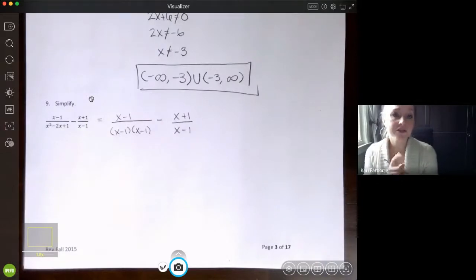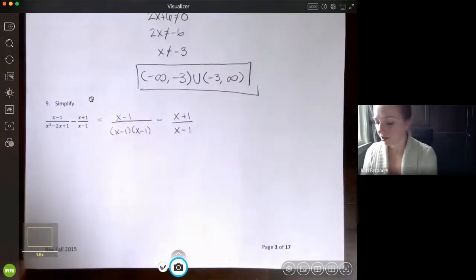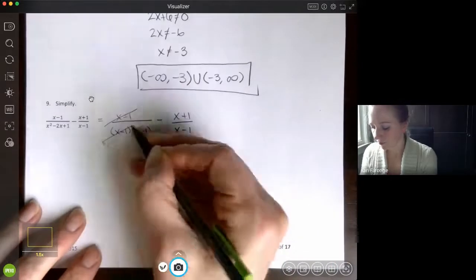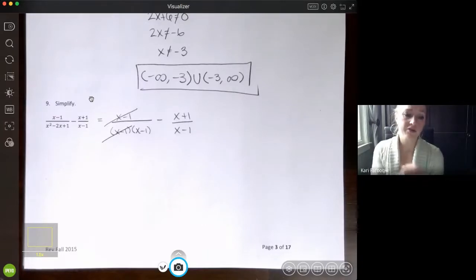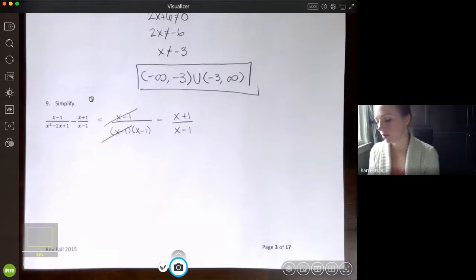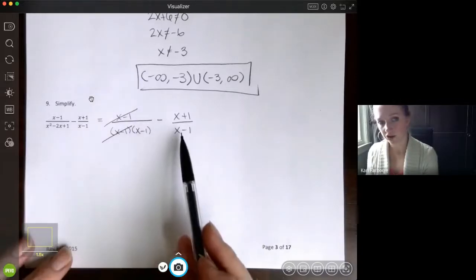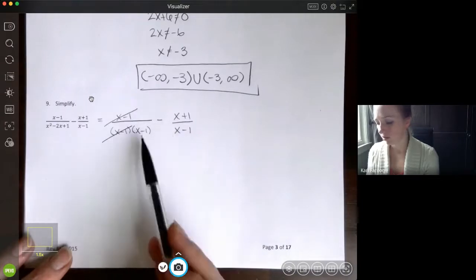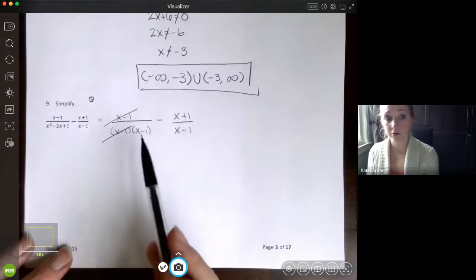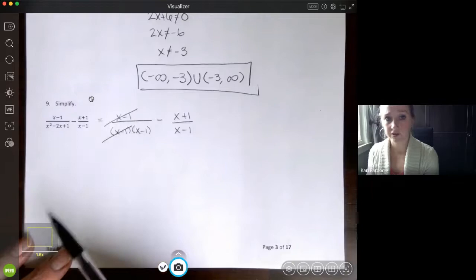Now, this is good because you can actually now cancel out a factor of x minus 1 in the numerator and denominator. Now, a lot of times we don't want to do that because the whole point is to build our fraction up and then simplify it back down. But because this fraction already has x minus 1 in the denominator, you just need these two to have like denominators. And once you cancel out this one, they do.